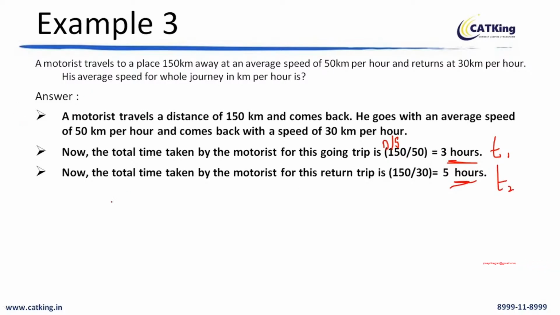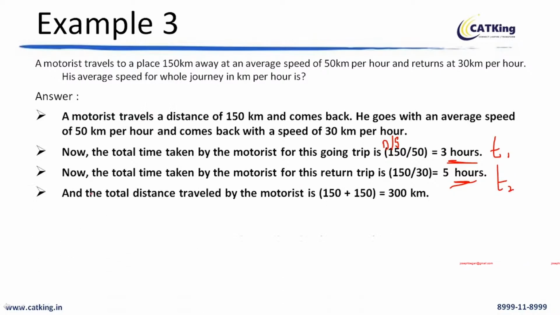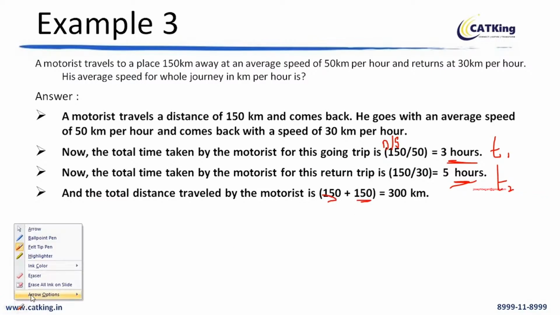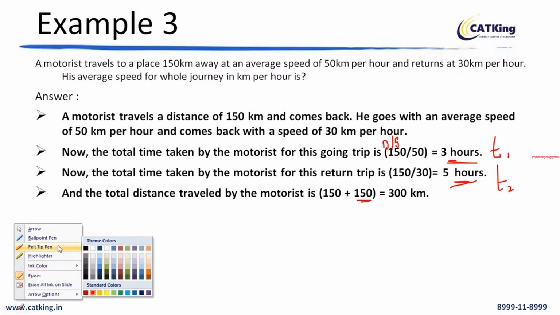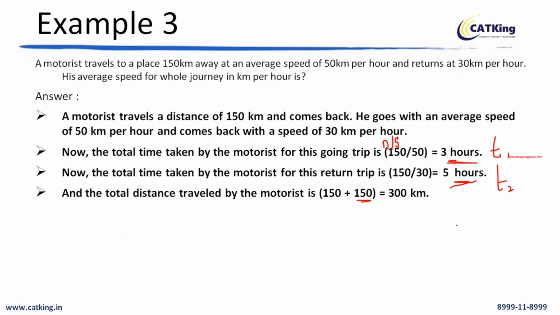Okay, what do we have to find out? Average speed. Average speed is what? Total distance upon total time. So the total distance is how much? 150 plus 150. Why 150 plus 150? He traveled the same distance, no? He did not go anywhere, he did not do anything extra. Correct? So 150 plus 150, 300.